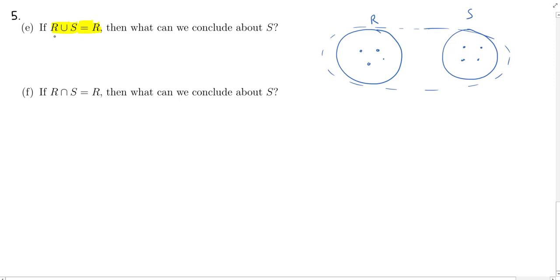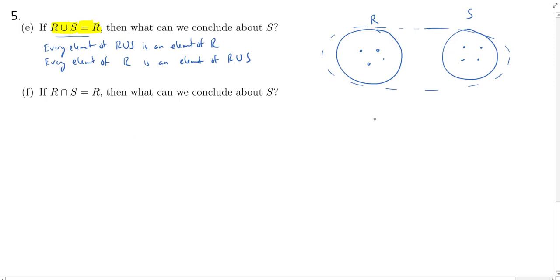Because remember, what does equality mean? Equality means every element of R union S is an element of R, and every element of R is an element of R union S. Okay, so here, when you looked at R union S, you would have an element which was not an element of R. So this top line would fail.